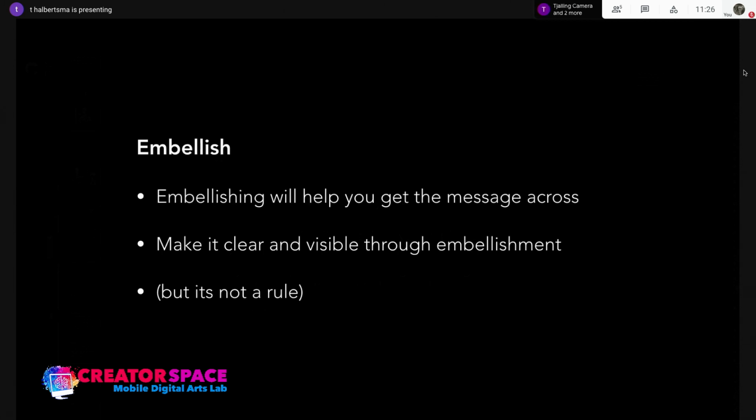Embellish. Embellishment will help you to get the message across. You need to juice it up a little bit. Make it clear and visible through embellishment. But it's not a rule. I've seen films and photos, including my own photos, that were not embellished and had more of a minimalist, introverted look and feel. And that's also a strong thing.